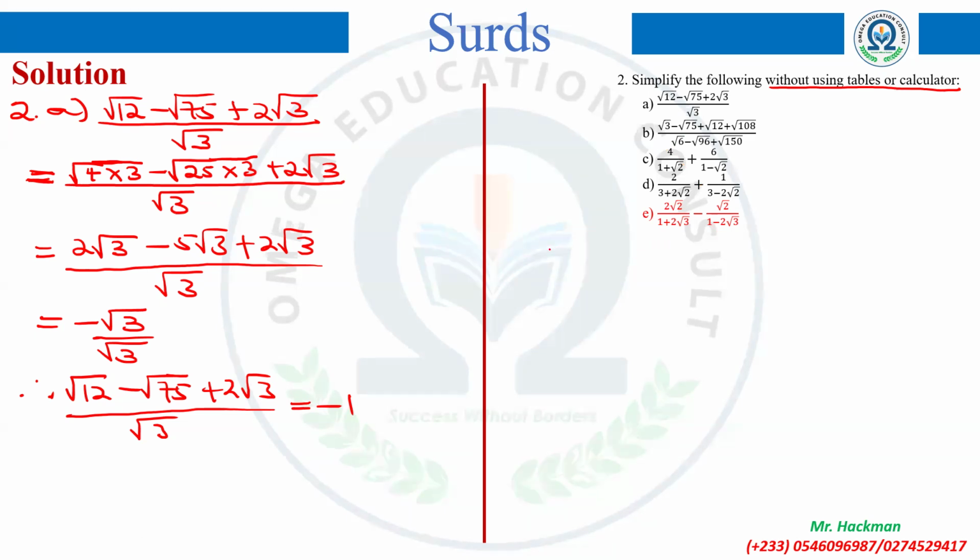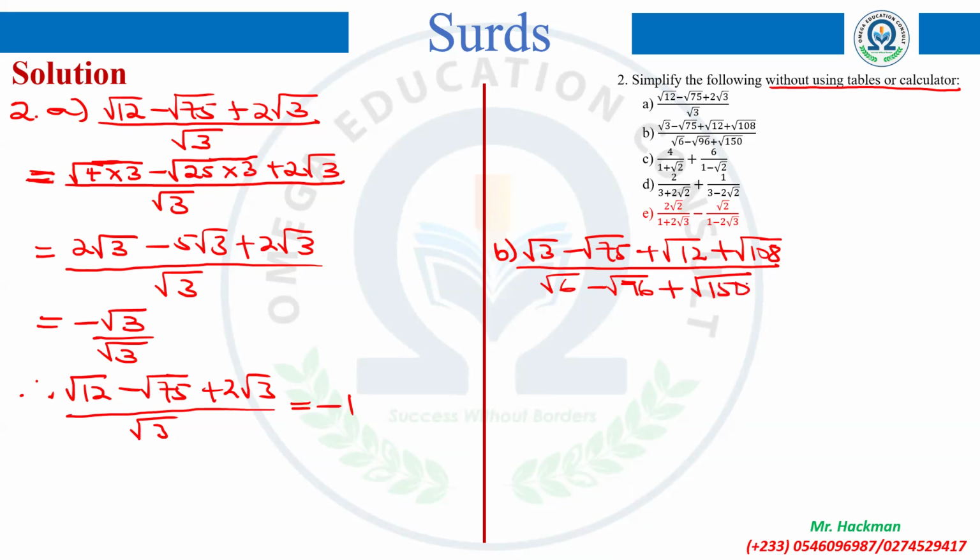All right, so this is what we have. Okay, what are we given? Root of 3 minus root of 75 plus root of 12 plus root of 108, all over root of 6 minus root of 96. I'll help you up to a particular point, and I know you can continue.